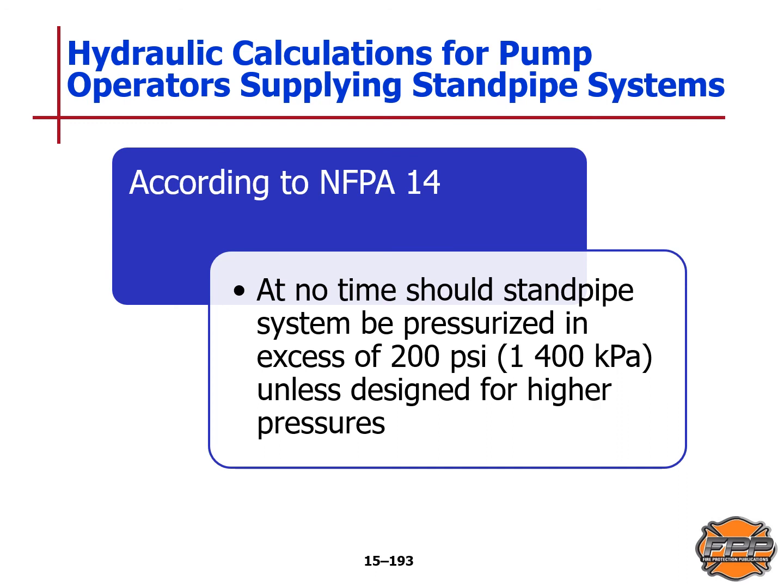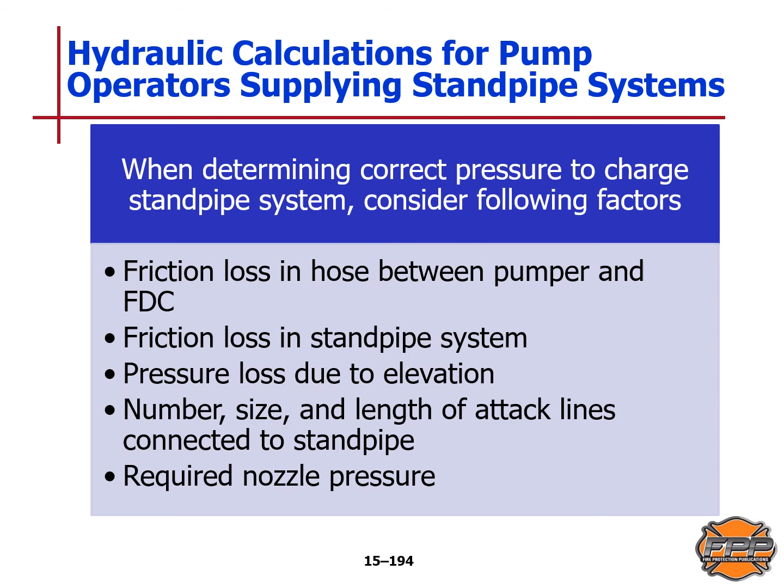According to NFPA Standard 14, at no time should a standpipe system be pressurized in excess of 200 psi or 1400 kilopascals unless designed for higher pressures. When determining the correct pressure to charge the standpipe system, consider the following factors: friction loss in hose between the pumper and the fire department connection, friction loss in the standpipe system, pressure loss due to elevation, number, size, and length of attack lines connected to the standpipe, and required nozzle pressure.